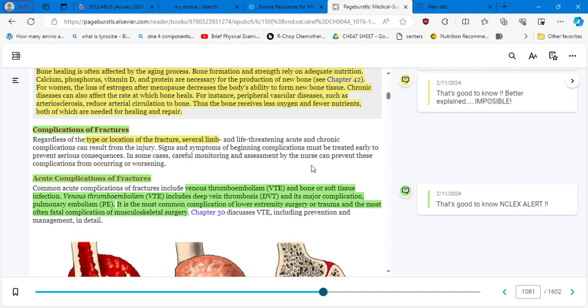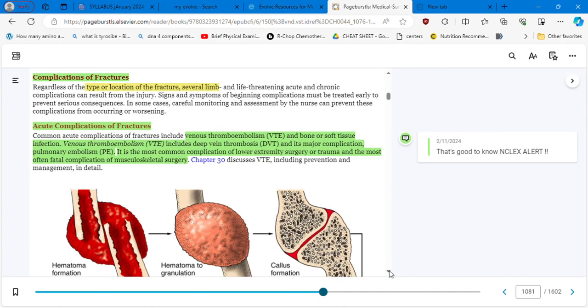So acute complications of fractures: venous thromboembolism, VTE, and bone or soft tissue infection is one. Venous thromboembolism includes deep vein thrombosis, DVT, as I explained during the class. So venous thromboembolism is the umbrella.